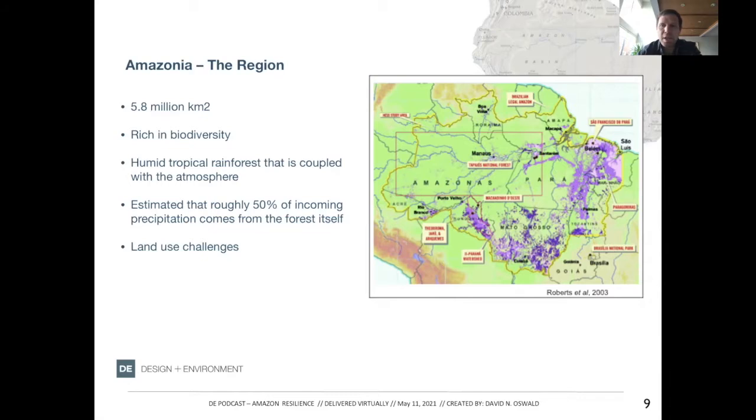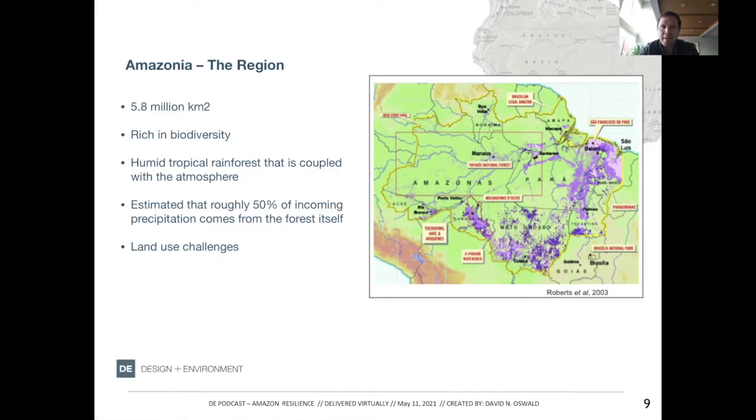So does anybody know what that means? Coupling, what coupled with the atmosphere? What do you think that means? When you say something's coupled. Like linked, right? Dependent upon. Exactly, John. Linked. In fact, added, interdependent, absolutely.